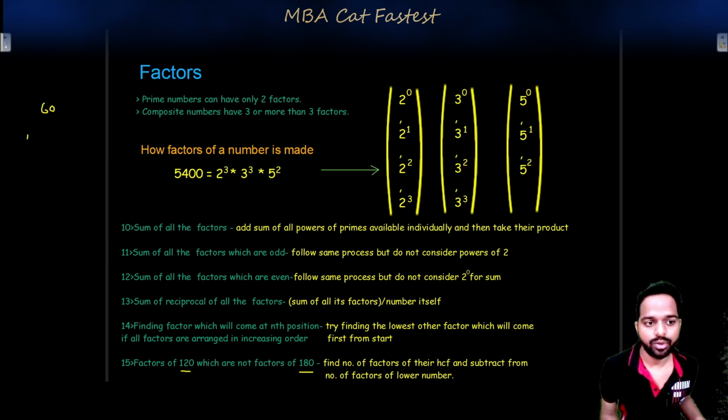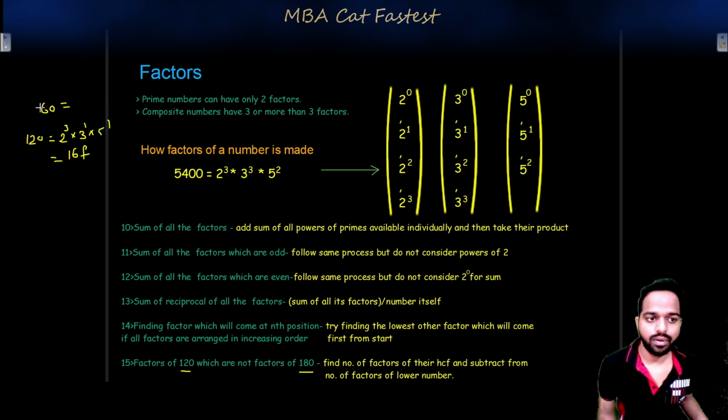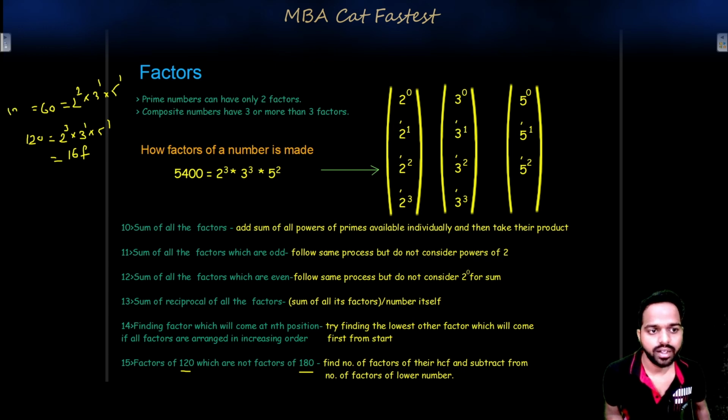So first you will need to calculate the total number of factors of 120, which is made of 2 cube into 3 to the power 1 into 5 to the power 1. This will give 4 into 2 into 2, which becomes 16. So 120 will have 16 factors, and you need to calculate the factors of 60. I will explain why we are doing this. 60 is made up of 2 square into 3 into 5. So 60 will have 12 factors.